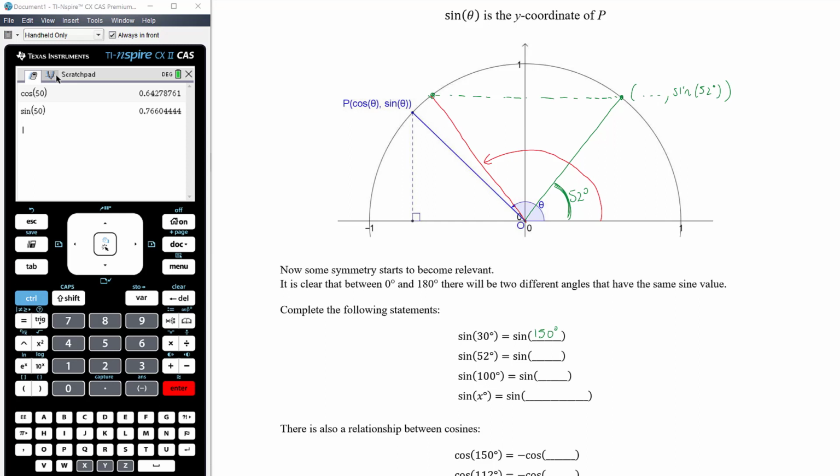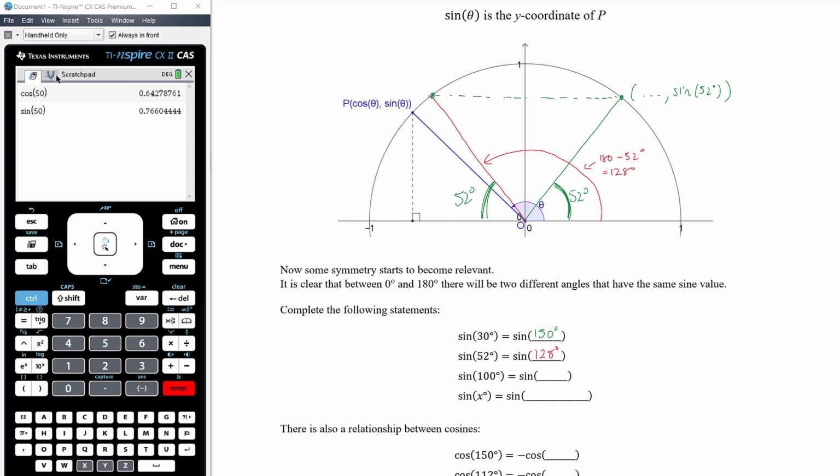If this angle here is 52 degrees, in order for those 2 points to be a mirror image over the y-axis, this angle over here also has to be 52 degrees. And so therefore, this red angle is 180 minus 52 degrees, which is 128 degrees. Okay, and so sine of 52 degrees is equal to sine of 128 degrees.